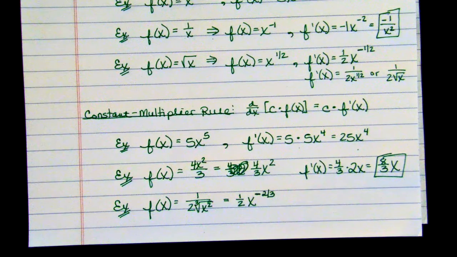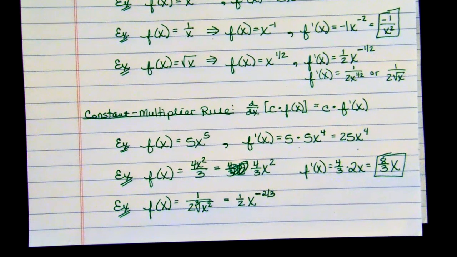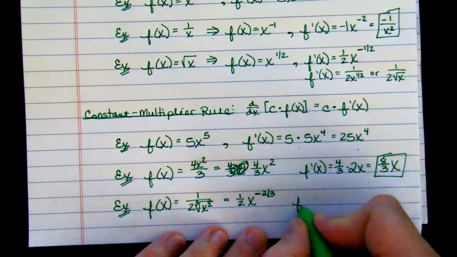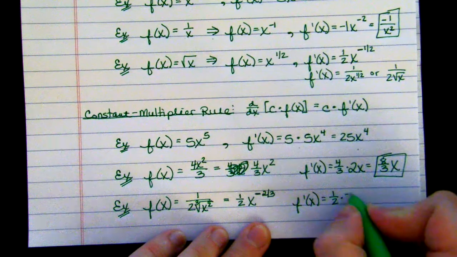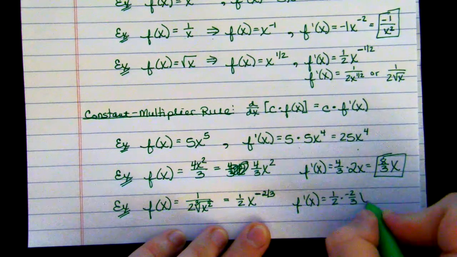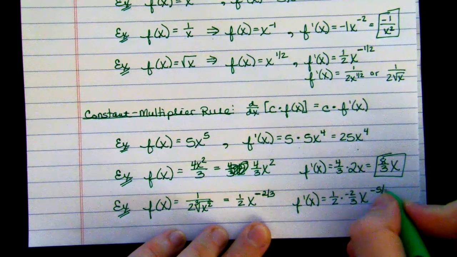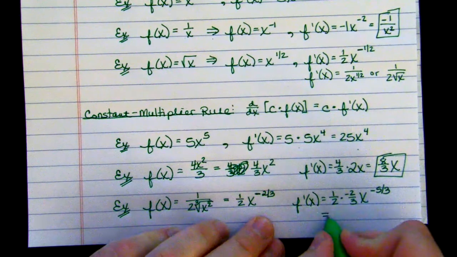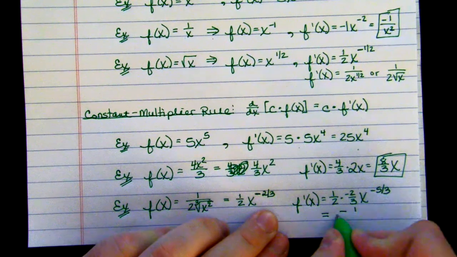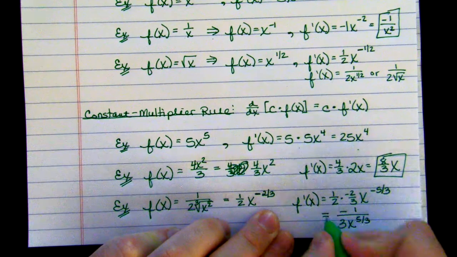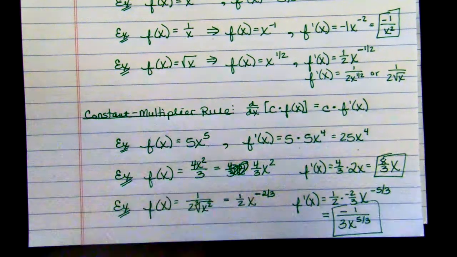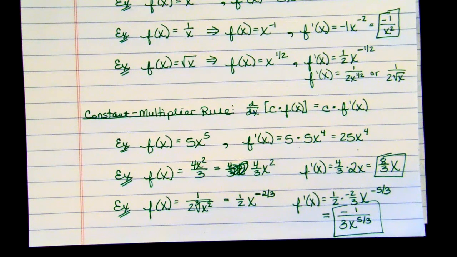Take a moment, find the derivative. Let's see, negative 1 over 3 x to the 5 thirds. Should do it over there. And that's our constant multiplier rule.